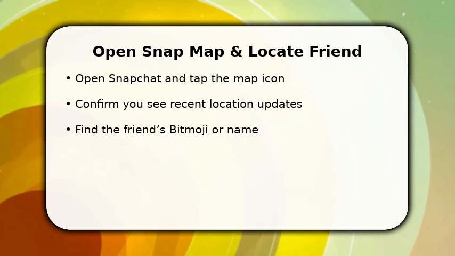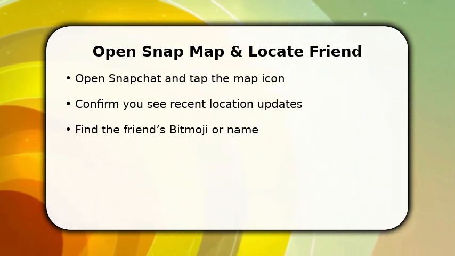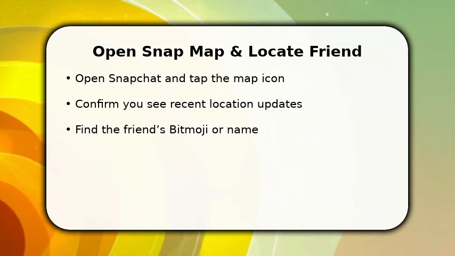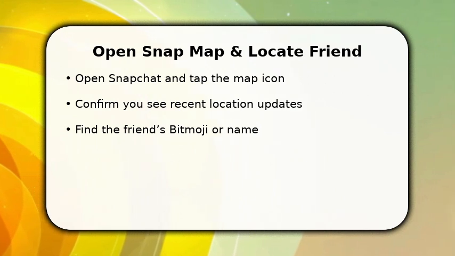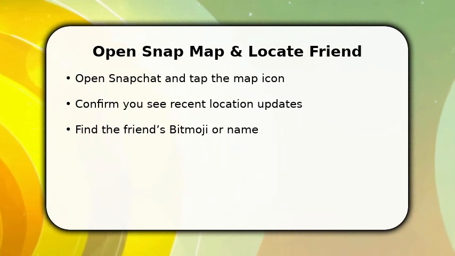You start by opening Snapchat and tapping the map icon to access Snap Map. Once the map loads, locate the friend's Bitmoji or name, that's the target. If you don't see them, make sure they shared recently or that your internet is on. Otherwise, try pulling down to refresh.